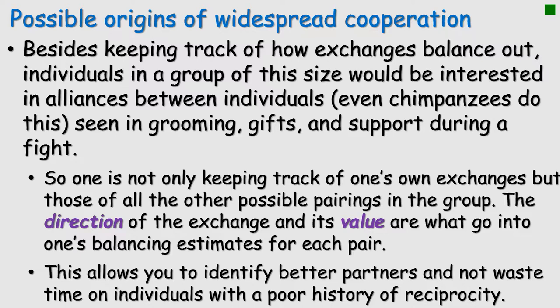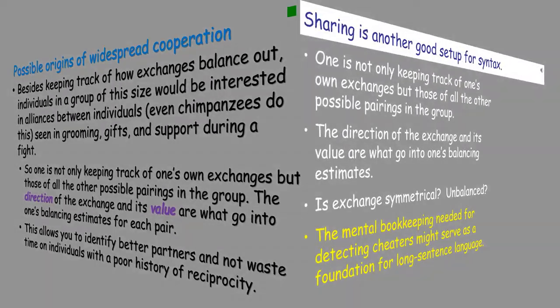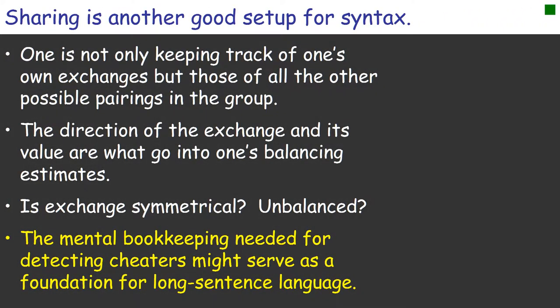The direction of exchange and its value are what go into balancing estimates for each pair. This allows one to identify better partners and not waste time on individuals with a poor history of reciprocity, those that are seen to be unhelpful.